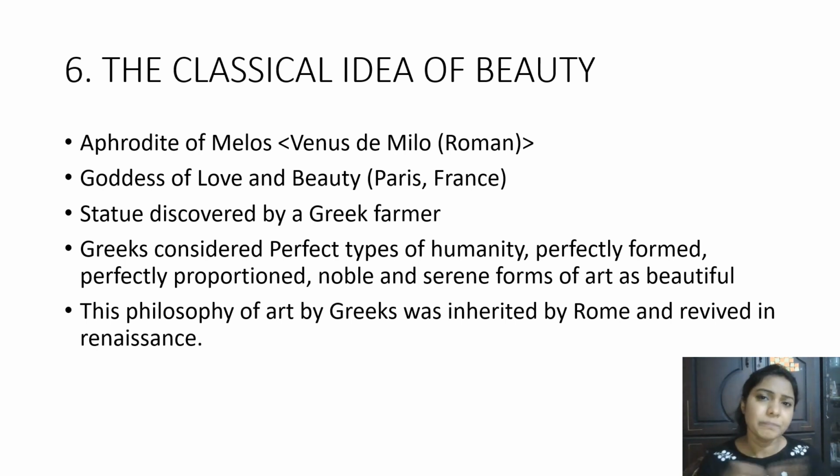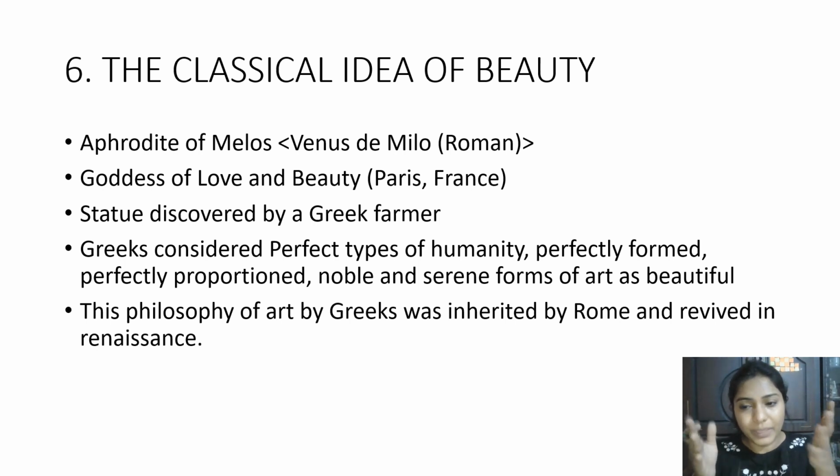It is nothing but, if an art needs to be beautiful, then it needs to be perfect. So Greeks considered perfect types of humanity, perfectly formed, perfectly proportioned, noble and serene forms of art as beautiful. When you take a sculpture, it needs to look like a human being. If you take the sculpture of Apollo Belvedere, he looks like a manly figure, right? He looks like an athlete. He's beardless, he's naked, just the way he was. And it is perfectly formed.